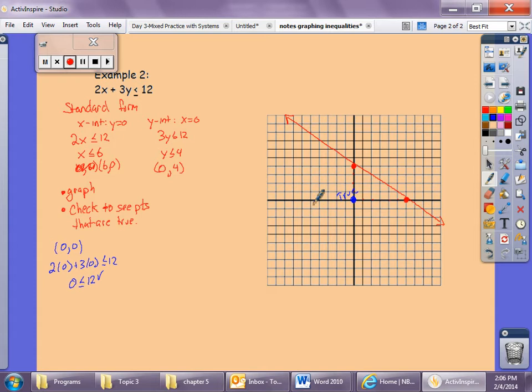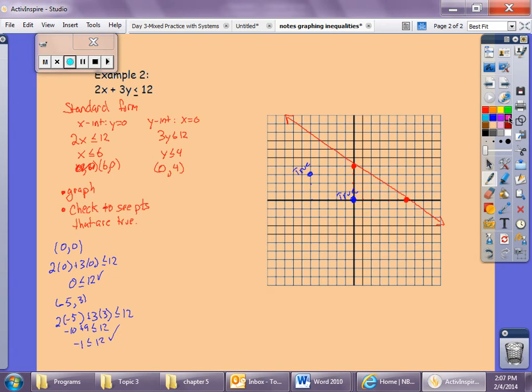Now we can choose another point over here. Actually, we'll choose a different one so it's not on a 0. There we go. That's 1, 2, 3, 4, that's negative 5. 1, 2, 3. So the point negative 5, 3. So we do 2 times negative 5 plus 3 times 3. That's my x, that's my y. I plug them in. So negative 10 plus 9, well, that's negative 1, and negative 1 is less than 12, so that's true also. So it looks like these points are true.